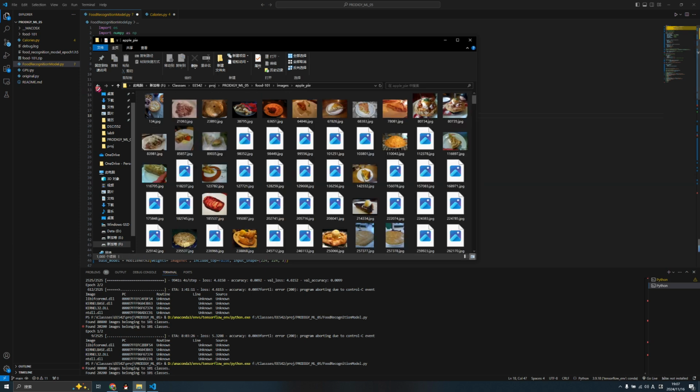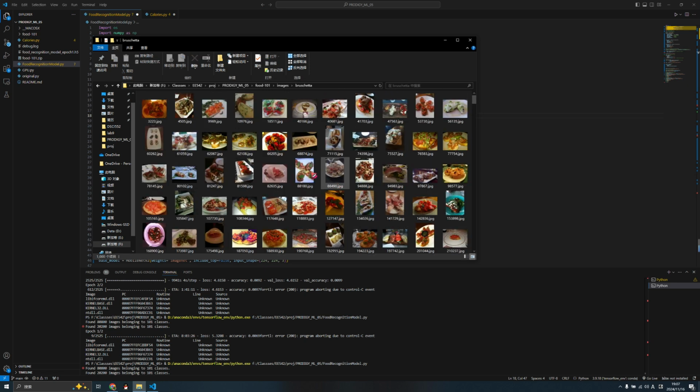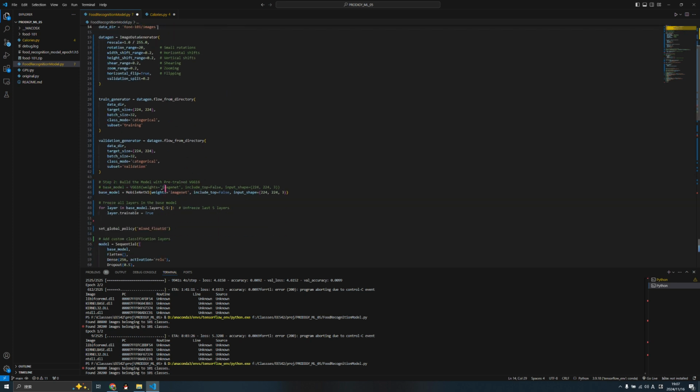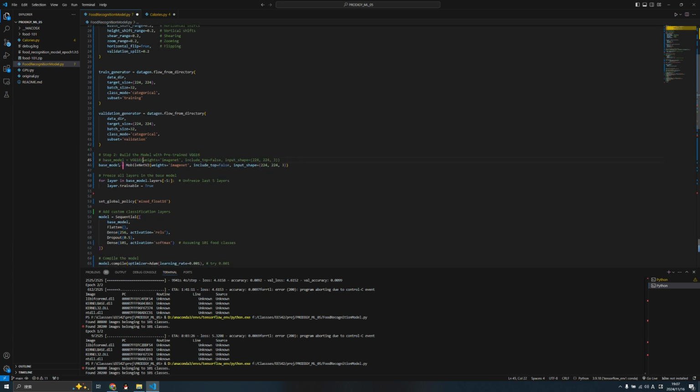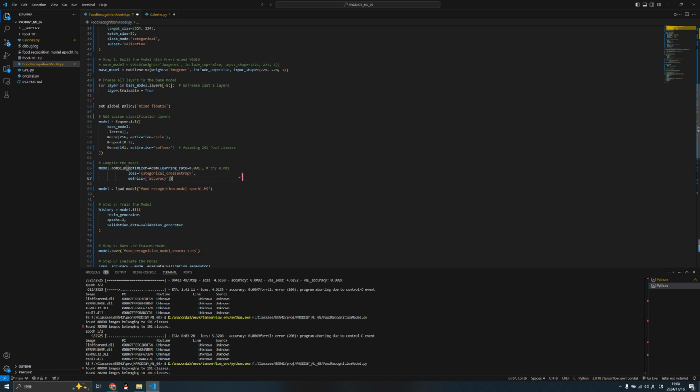And you can see here we have many types of food, and we have the images for training. For the algorithm, we basically use TensorFlow, and we define the data generators and build the models. I have tested the VGG16 and MobileNetV2. However, both of them take about 2 hours for one epoch, and we are tuning the parameters to achieve a better performance of our model.